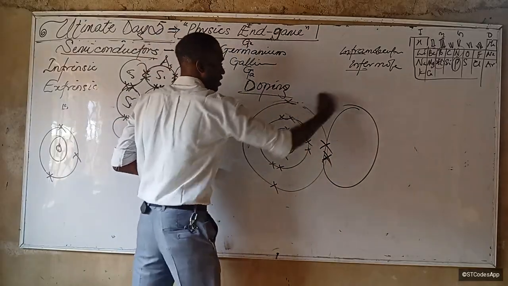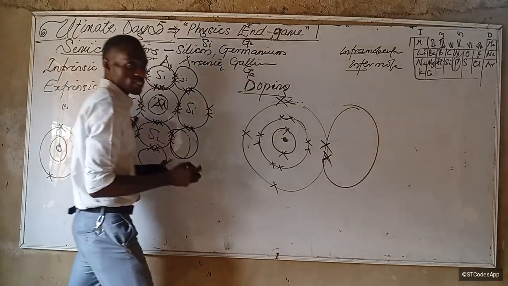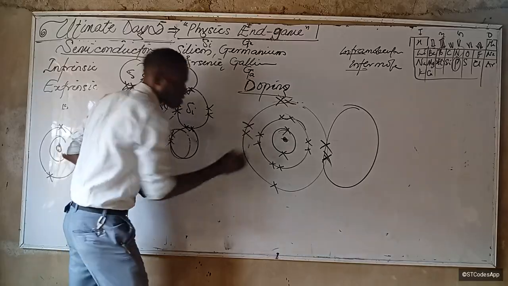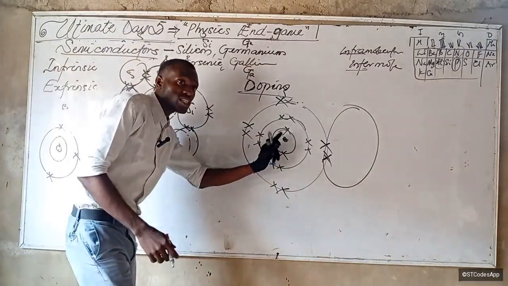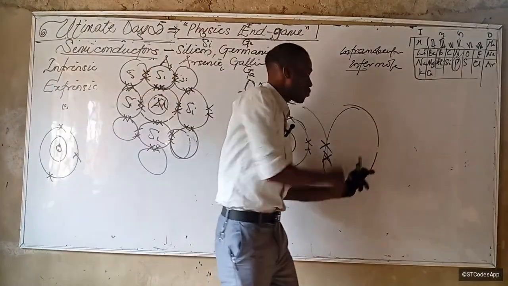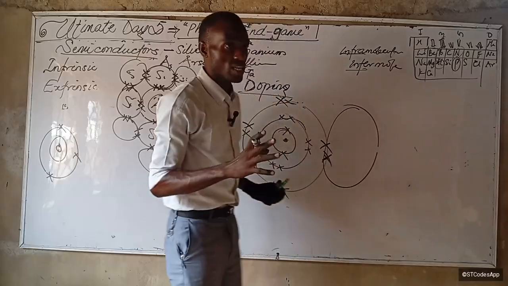To bond with another silicon here, that silicon will provide 1. Bond another silicon here, it provides 1. Bond another one here, it provides 1. How many do you have here now? 8, complete for this atom. This one too, for it to be complete, bonds with another one. Do you now understand? So that's what we did here.